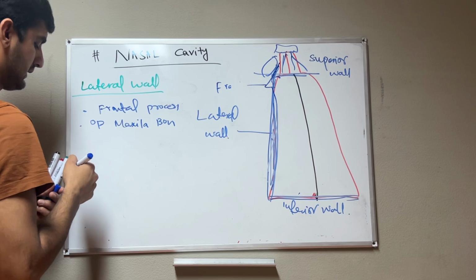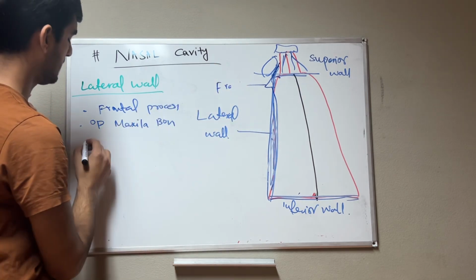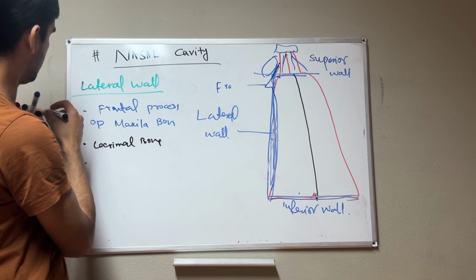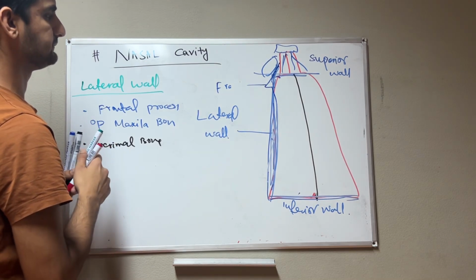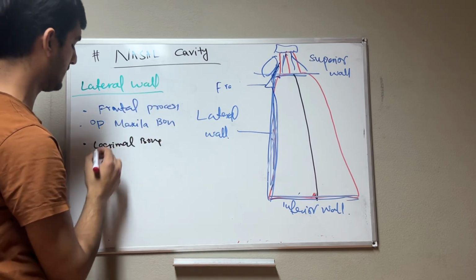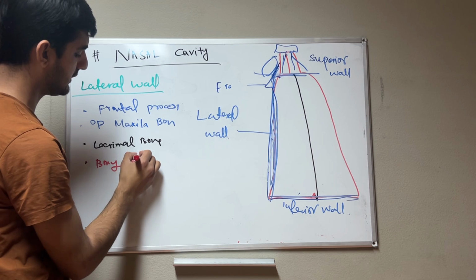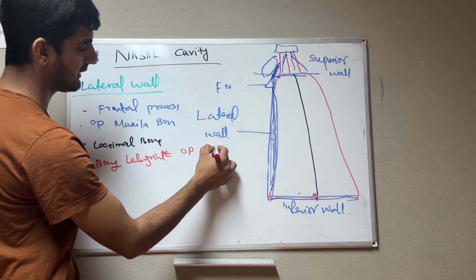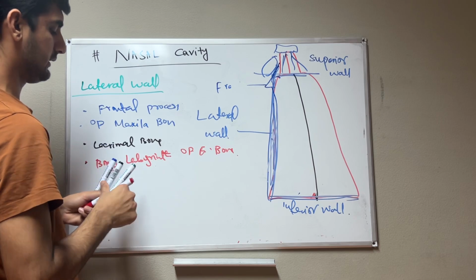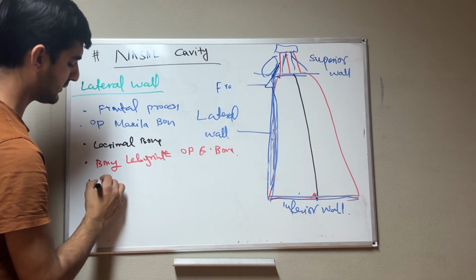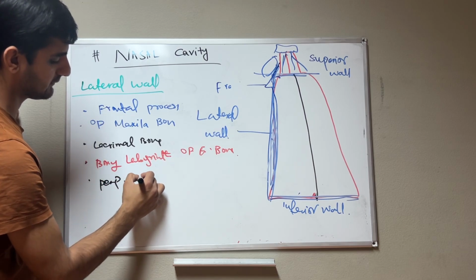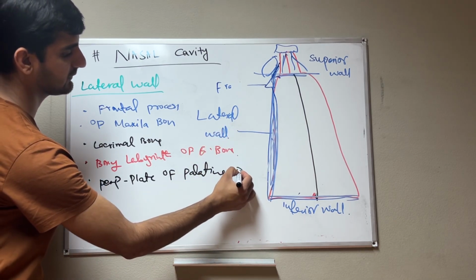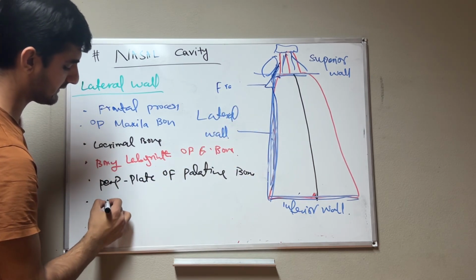Maxilla bone. Then we have lacrimal bone. Then we have the bony labyrinth of the ethmoid bone. We have the perpendicular plate of the palatine bone, which takes part in the lateral wall of the nasal cavity. Then we have the nasal surface of the maxilla bone.